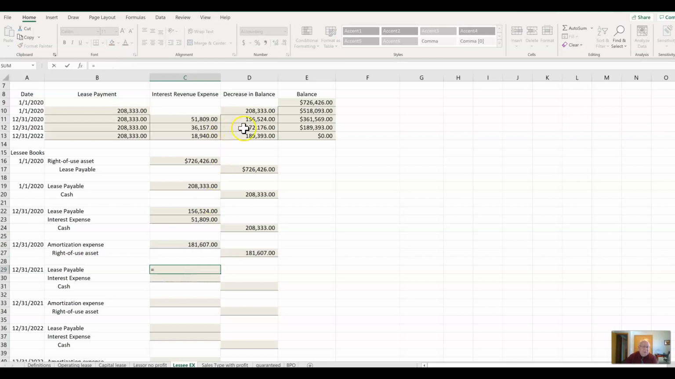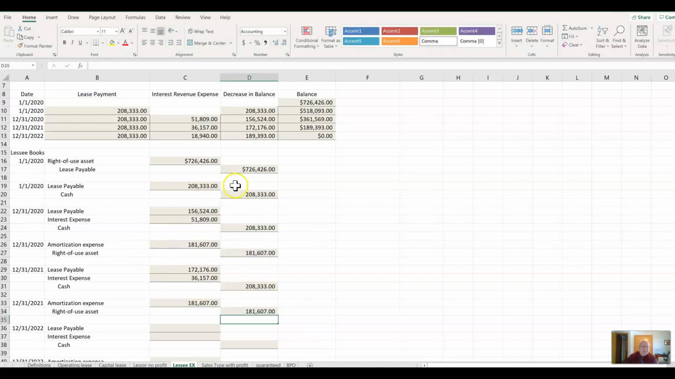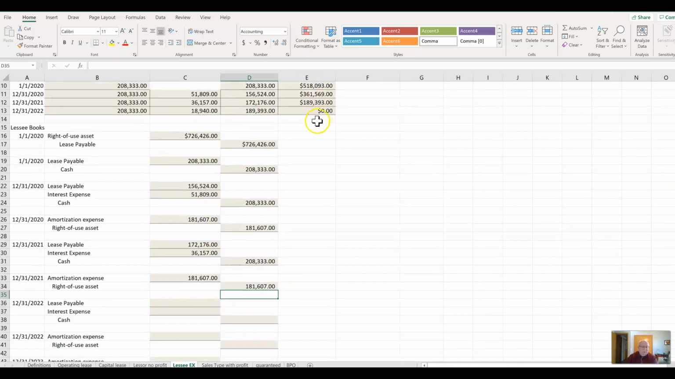So the lease payable is 172. This one is going to be 36,157. And the cash is 208,333. And the amortization expense is going to be exactly the same as we had before, 181,607. That's because you calculate it the same way, 726,426 divided by 4, because it's a 4-year life, 4-year term.